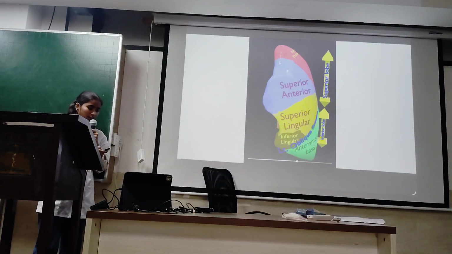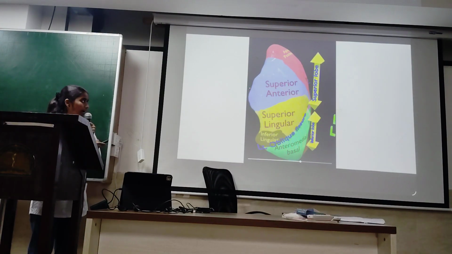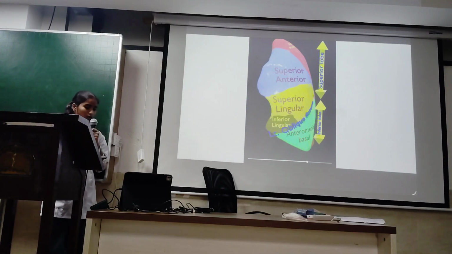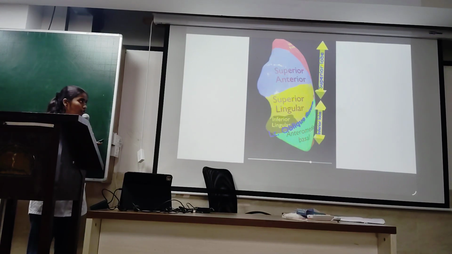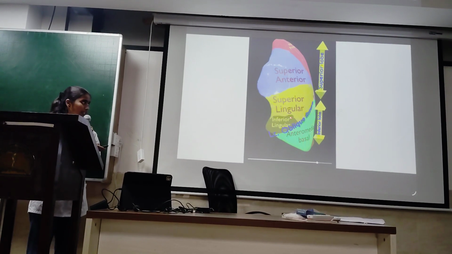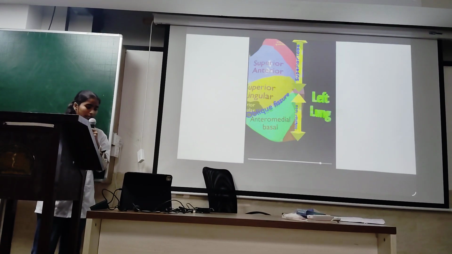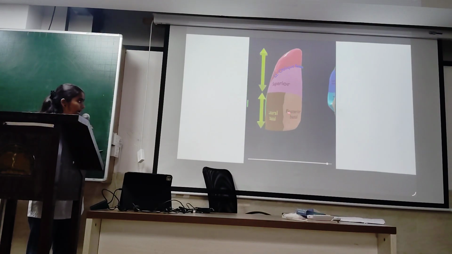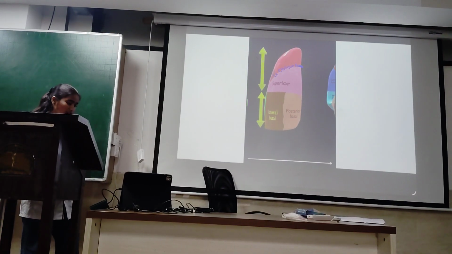In the left lung, in the superior lobe, we have superior anterior, superior apical posterior, and in the lower segment of the superior lobe, we have superior lingular and inferior lingular segment. In the inferior lobe, we have anteromedial basal, lateral basal, superior and posterior basal segments.